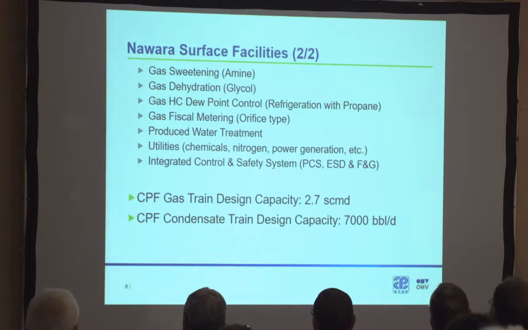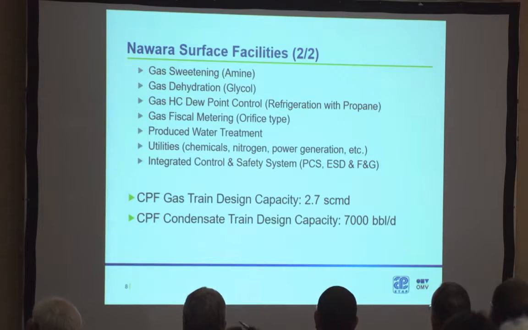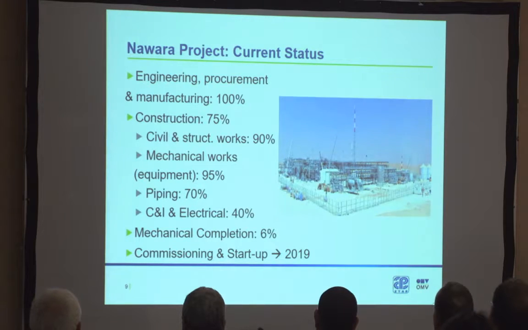Regarding the design capacity of the CPF, for the gas train, it's 2.7 million standard cubic meter per day. This is the current facility, but in the future we can add the future train and other equipment. And for the condensate, we have a design capacity of 7,000 barrels per day, which is based on the reserves we have now and the sales agreement we have with STEC and with Trapsa. The current situation.